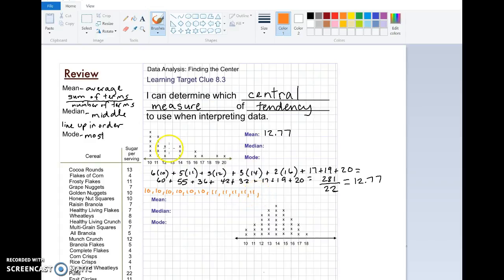I have 3 12s. 1, 2, 3. And then I have no 13s, but I have 3 14s. 1, 2, 3. And I have 2 16s. 16 and 16. 17, 19, and 20. And I have to find the middle. All right? So this is how I do it. I go 1, 1, 2, 2. I basically am going in until I get to the very middle.